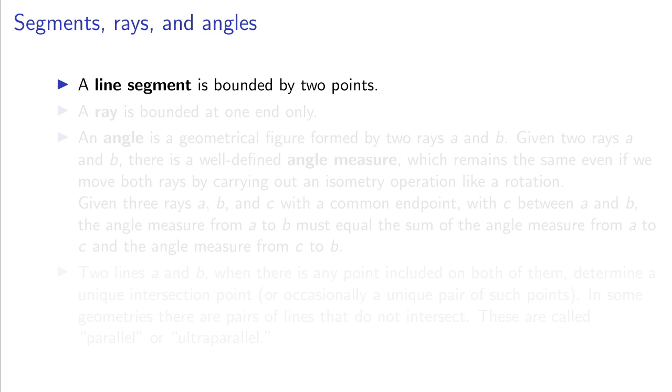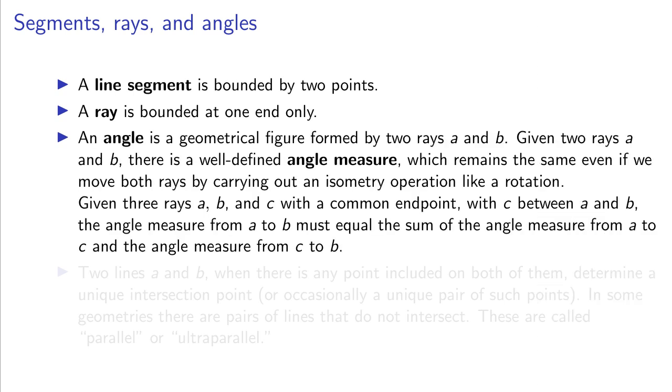A line is infinite in extent. The English phrase for a bounded line is a line segment. It's bounded by 2 points, one at each end. If a line is bounded at one end only, but extends infinitely far in the other direction, we call it a ray. And an angle is therefore a geometrical figure formed by 2 rays, let's call them little a and little b, that have a common endpoint. And once we've got those 2 rays, there is a numerical value that we can attach to the angle, a so-called angle measure. Sometimes we measure this in degrees, sometimes we measure it in radians.